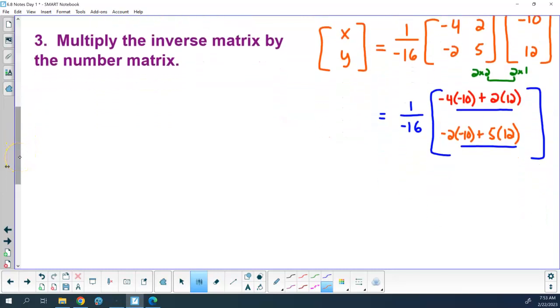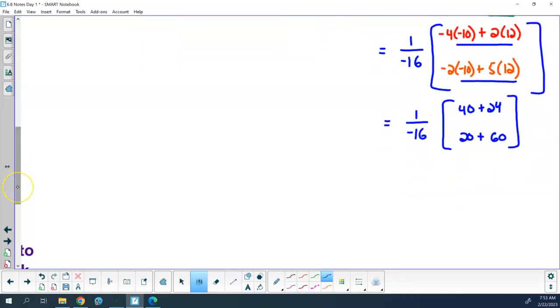Let's do that. So we're still going to have 1 over -16 out in front. Oh, what's that going to be? 40 plus 24 and 20 plus 60. 64 and 80.